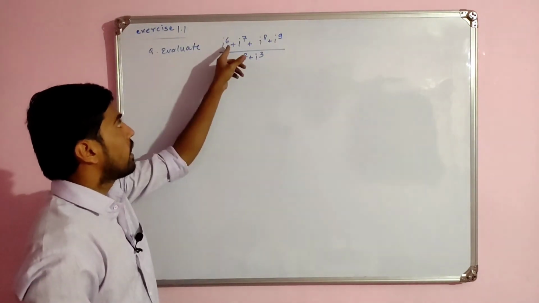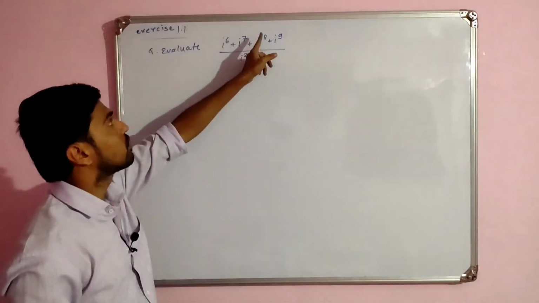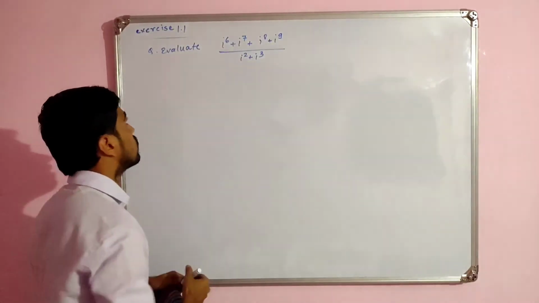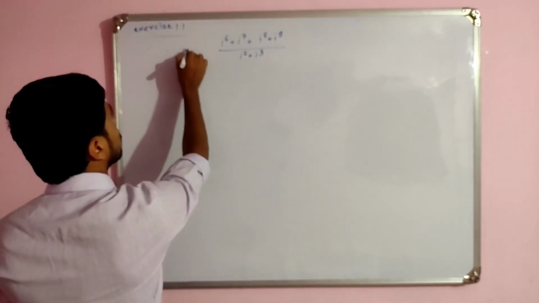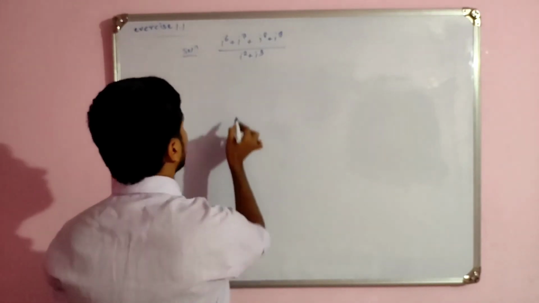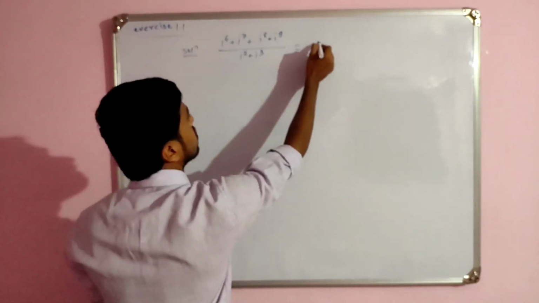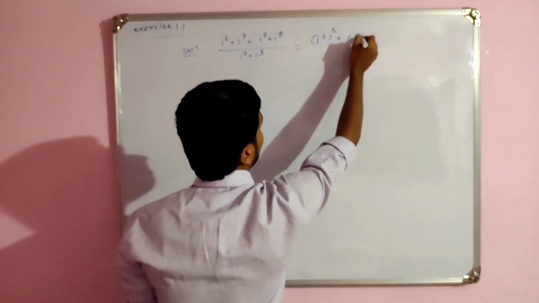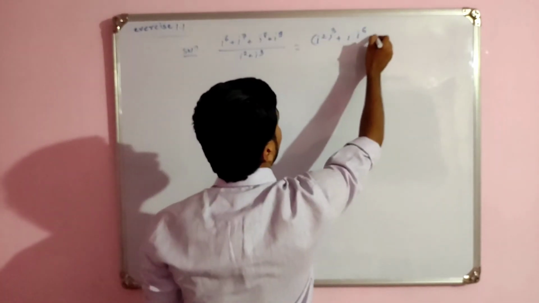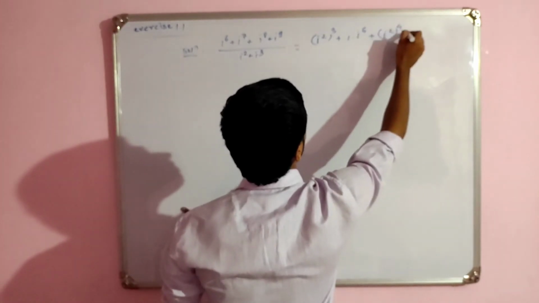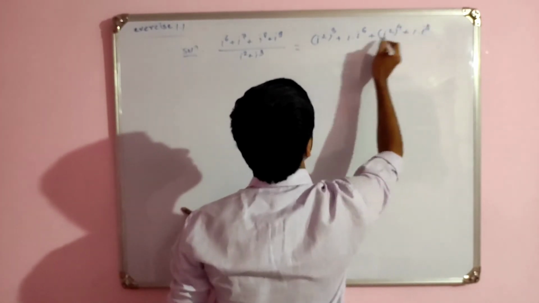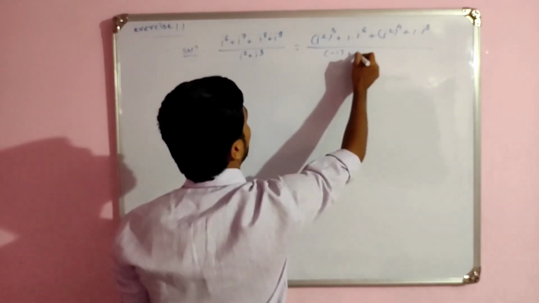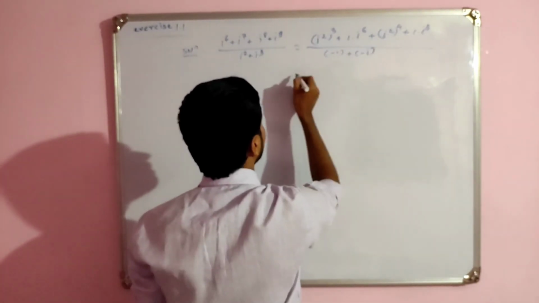Next question: (i^6 + i^7 + i^8 + i^9) whole divided by (i² + i³). Evaluate. Solution: we have to obtain this value. i^6 is (i²)^3, plus i^7 is i into i^6, plus i^8 is (i²)^4, plus i into i^8, whole divided by i², which is -1, and i³, which is -i. You know these values.